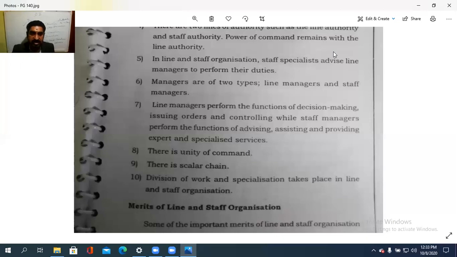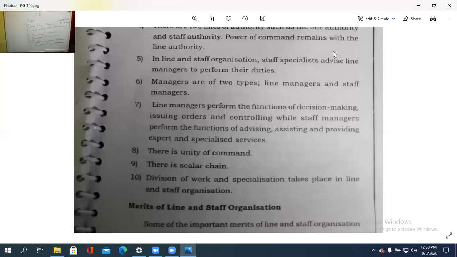Decision making, issuing the orders and controlling, while the staff manager performs the functions of advising, assisting and providing expert and specialized services. Then there is unity of command. It is in a unified manner, that is, those with opposing opinions should say so right then. So there may be unity of command. There is a scalar chain also. Authority should flow from the top to the bottom. But even though the authority flows, who is advising? The staff manager advises the top level or the line manager. And division of work and specialization takes place in line and staff organization. Both are there. Okay, division of work and specialization.